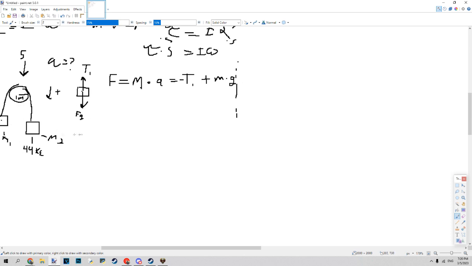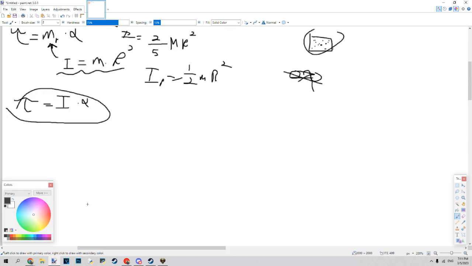For our second portion, let's take on this mass here, the second mass. Again, the force of this mass is equal to this mass, so m2 times whatever the acceleration is, and these should be the same acceleration, right?